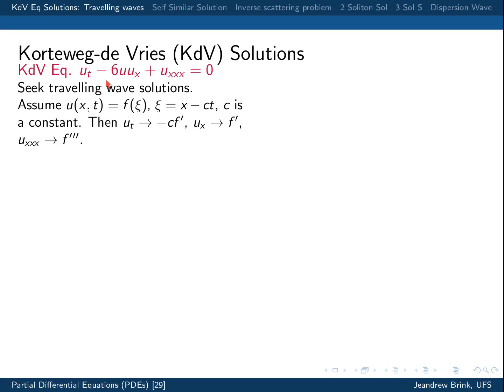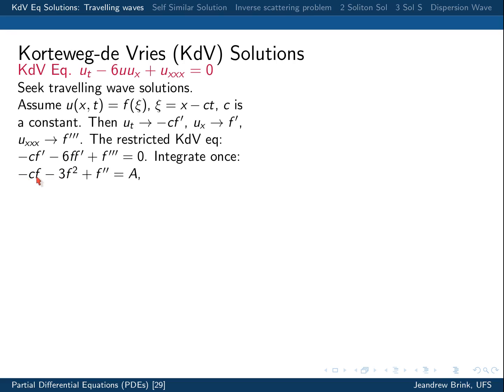We substitute this into the KdV equation to yield something that I call the restricted KdV equation, basically restricted to the assumption that you have a traveling wave solution. That is something of this form. And this equation we can integrate at least once to start with by observing that this nonlinear term is basically 3 times, or minus 3 times, the derivative of f squared. Okay, so f squared's derivative is basically 2f f prime. So we integrate once, and we get that minus c f minus 3 f squared plus f double prime is equal to a, where a is the integration constant.